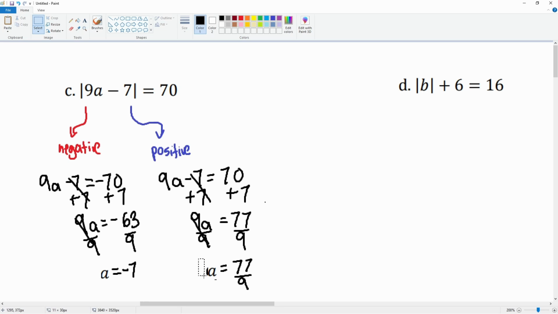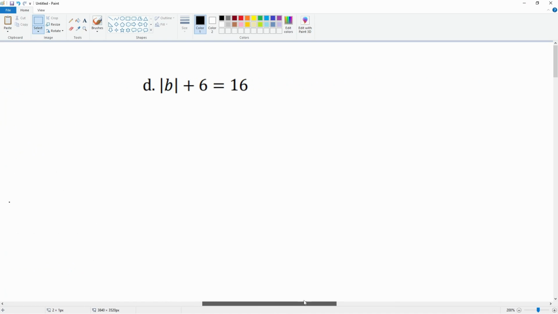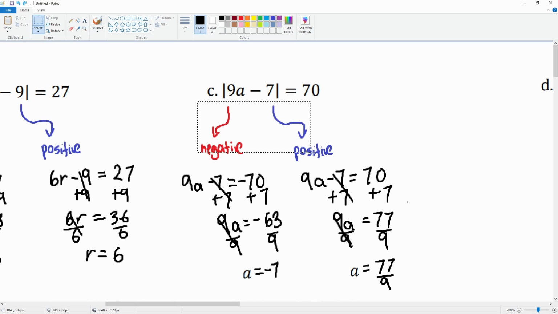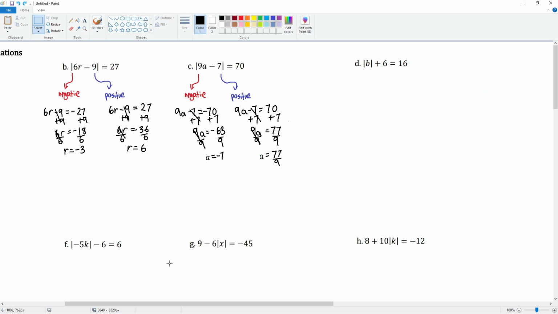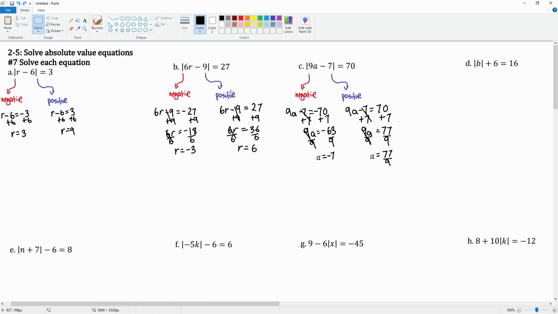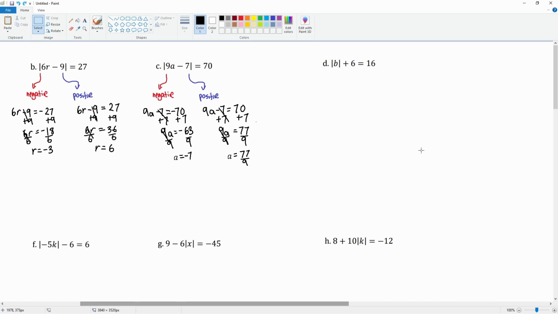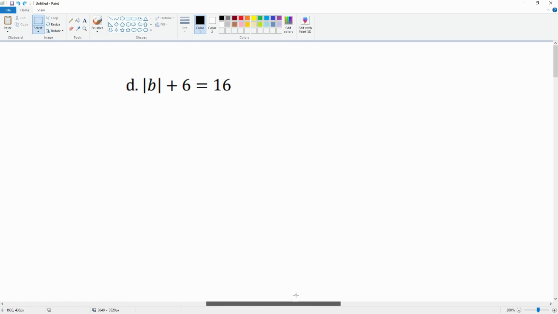All right, there you go. Now, D. Don't jump to conclusions and try to split this. Notice that in all three problems before, the absolute value was by itself. Question D, is the absolute value by itself? No, there's a plus 6 here. So what you need to do is subtract 6 from both sides.